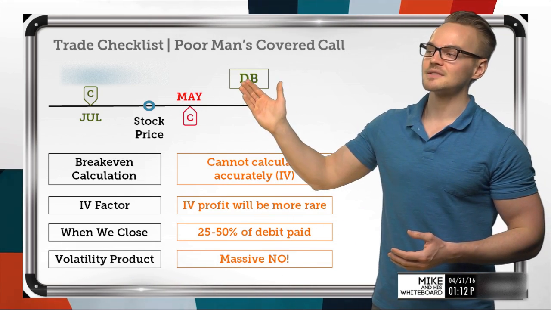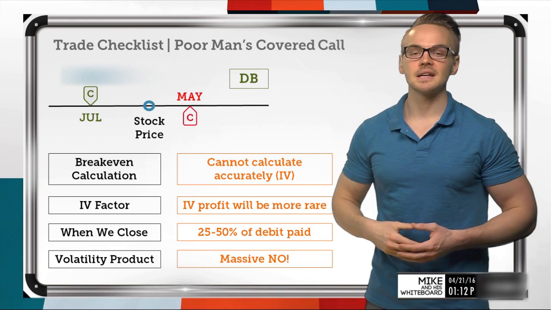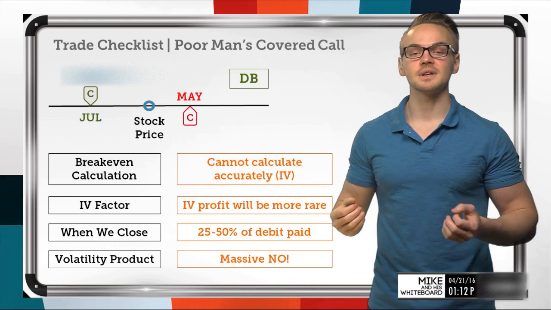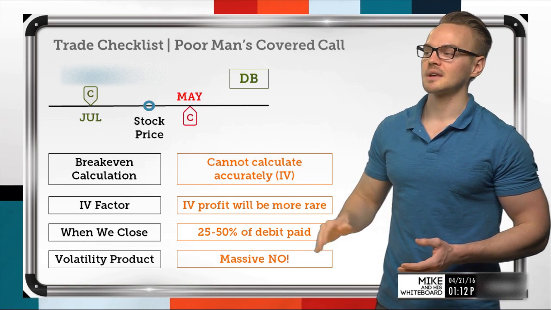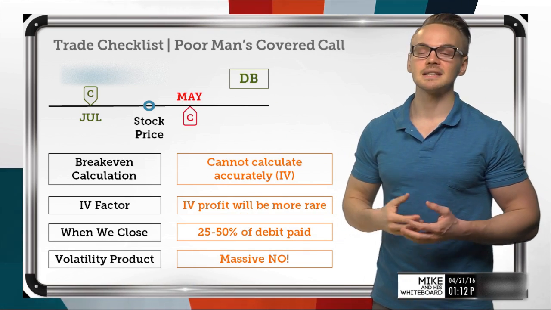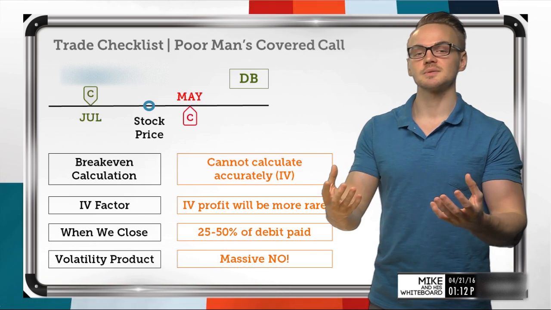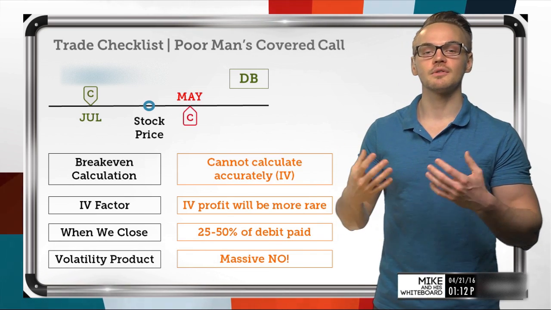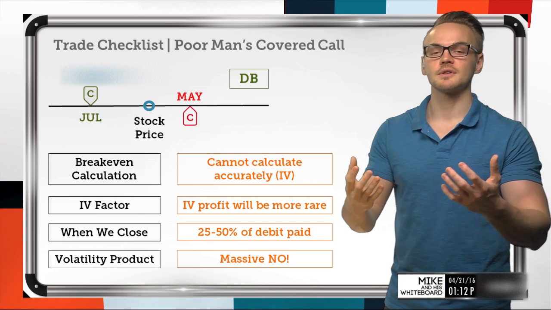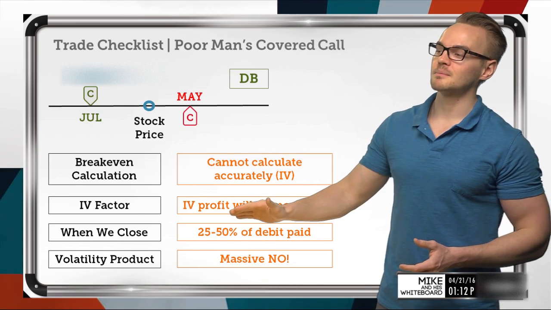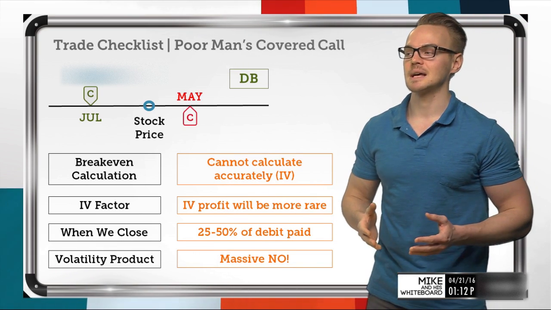So if I paid $1,000 for a poor man's covered call as opposed to $5,000 to get long those shares and sell the call, let's say I paid $1,000 and I want to capture 25% of my debit paid. I would look to close that spread for $1,250. So I bought it to open, so I would sell that spread for $1,250 to close, and that would give me that 25% of my debit paid.